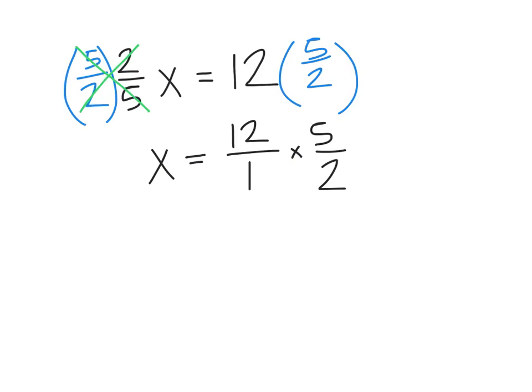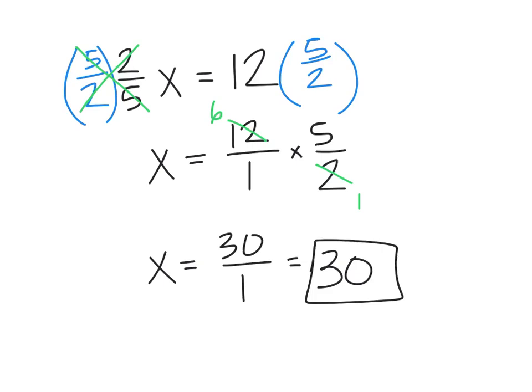When I multiply these numbers together, I'm going to cross cancel here by dividing both of those numbers by 2. 2 divided by 2 is 1. 12 divided by 2 is 6. Now I'm going to multiply the numerators together. 6 times 5 is 30. And the denominators, 1 times 1 is 1. So this can simplify to 30. So the final answer for this problem is 30.